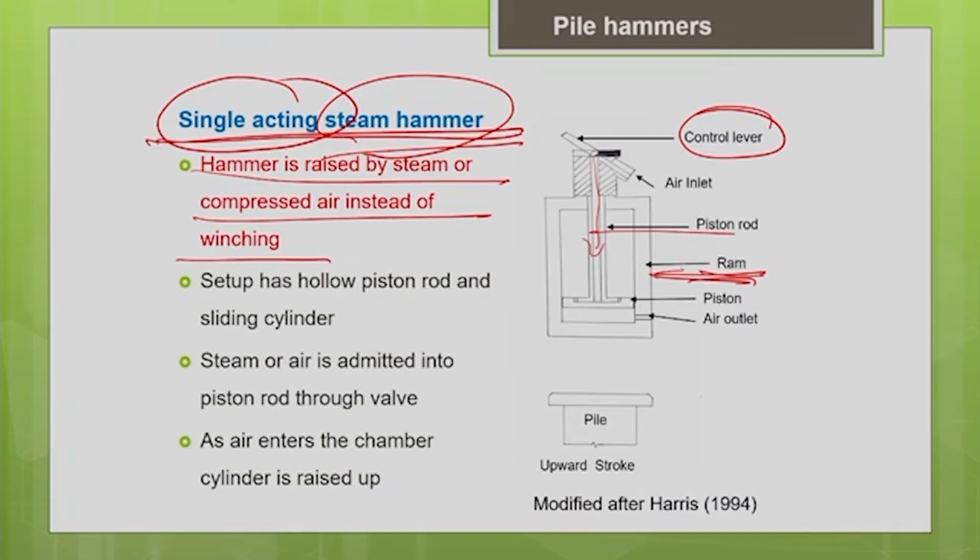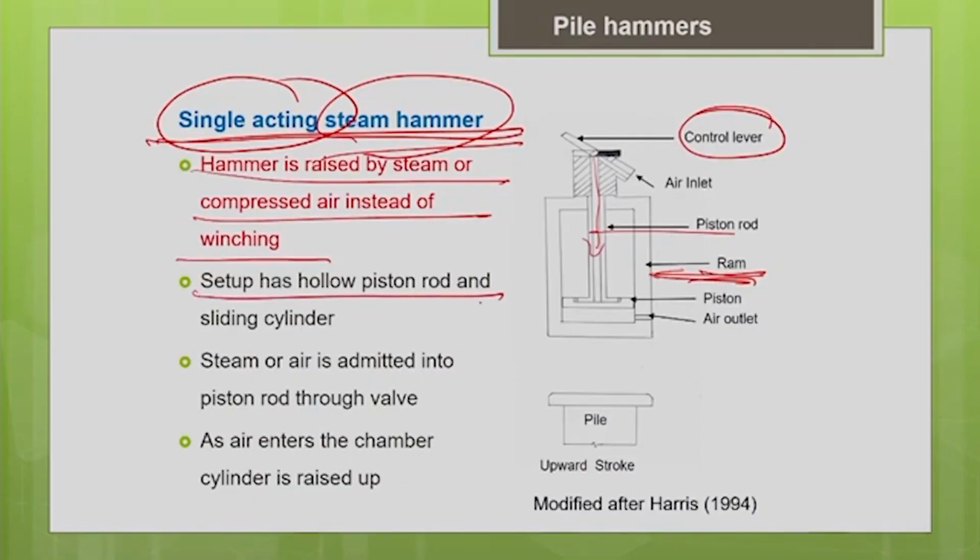To complete the upward stroke, you allow the air entry into the chamber. As the air starts filling the chamber, the hammer is raised up due to the air pressure. Now your upward stroke is complete. Let me summarize. This setup has a hollow piston rod and a sliding cylinder. The cylinder can move up and down, but the piston rod is fixed. Only the cylinder can move up and down.